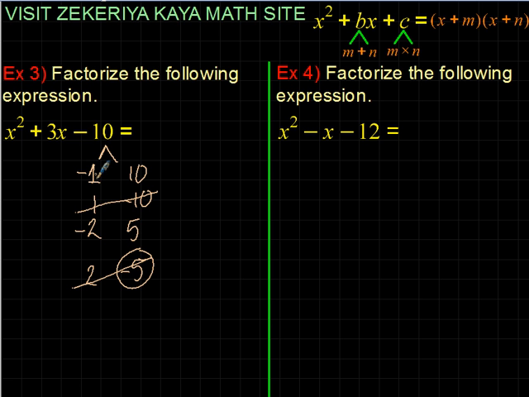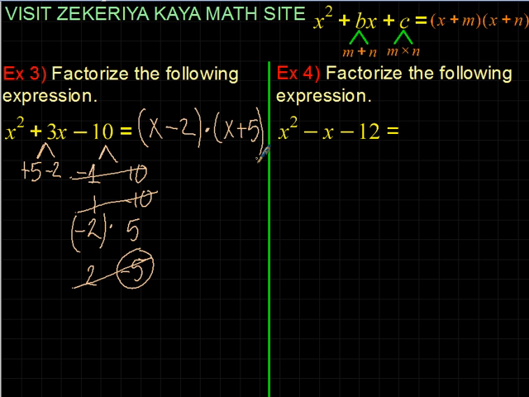Now 10 minus 1 makes 9. I don't use this one either. 5 minus 2 makes 3. So the numbers are plus 5 and minus 2. Plus 5 times minus 2 makes minus 10. Plus 5 and minus 2, when you add them together, make plus 3. So I can factorize this expression as x minus 2 times x plus 5. Now let's see the next one.